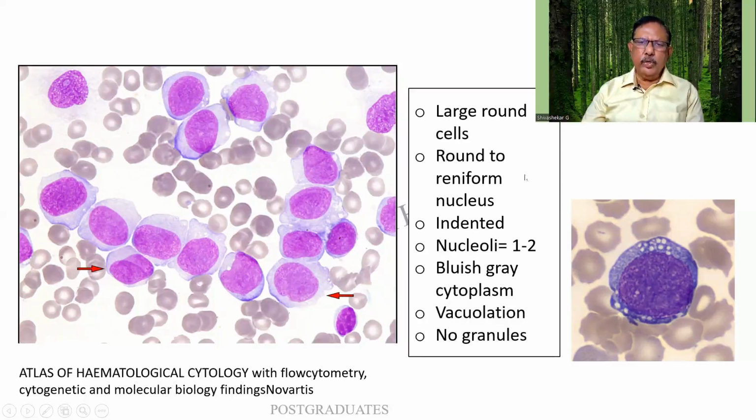So they are large, round, reniform, and the indented nucleus. It is there. Nucleoli 1 to 2. And look at this one. This is again a counterpart of it. I find that there is a vacuolated cytoplasm that we find in one of the types of leukemia, namely the monocytic leukemia.